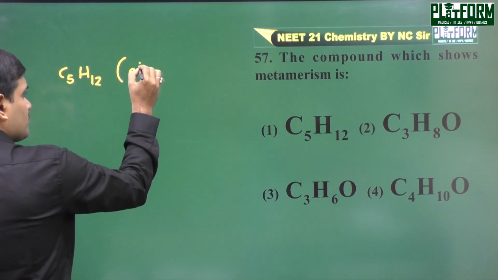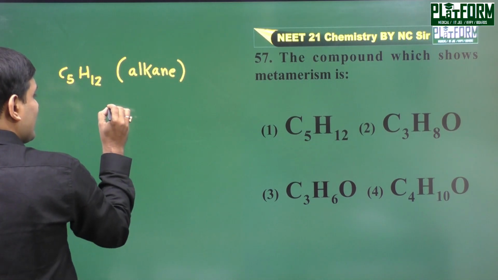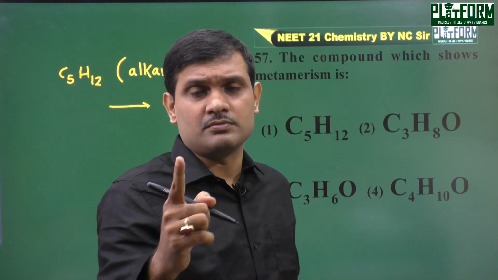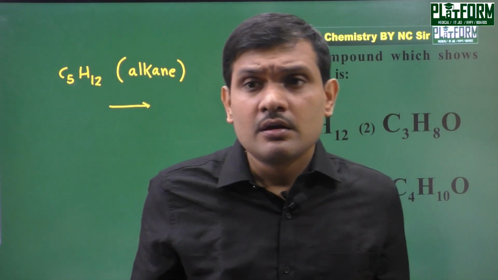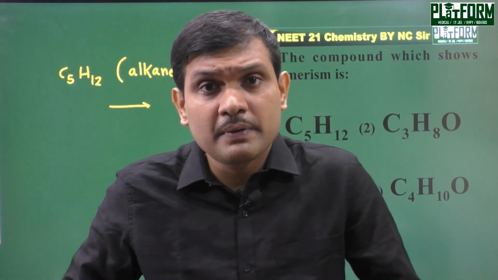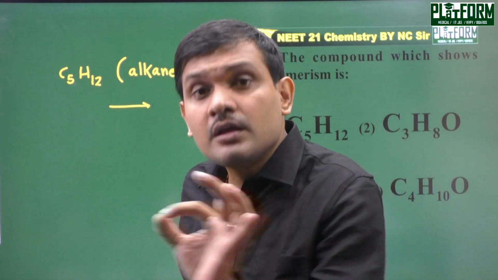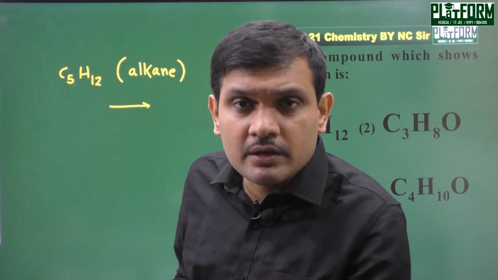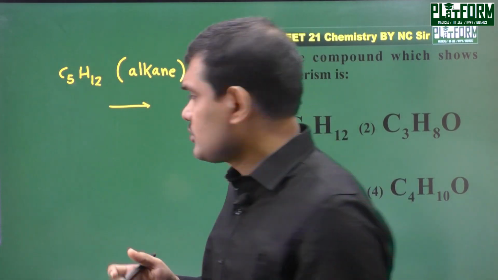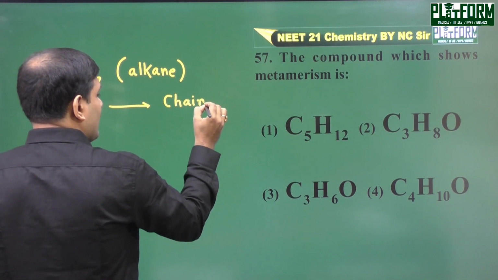Its formula corresponds to alkane, and we know that alkanes can exhibit only chain isomerism. In case of alkane, if you think about butane, it can form n-butane, isobutane. If you say pentane, C5H12, it can produce n-pentane, it can produce isopentane, it can produce neopentane. All these have a difference in chain length, so they are chain isomers. They can produce chain isomers.